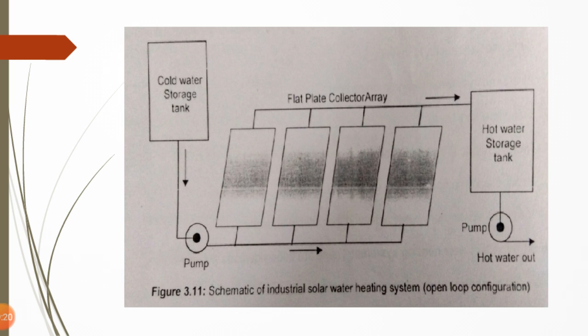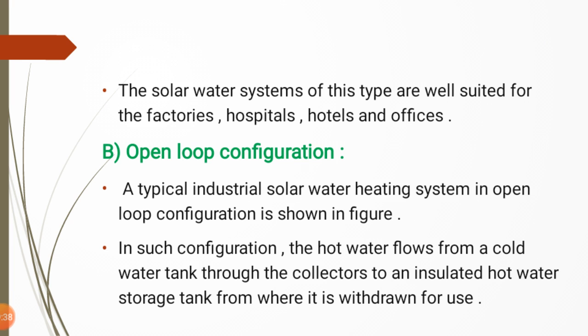This figure contains three parts: a flat plate collector array, a hot water storage tank and a cold water storage tank, and there is a requirement of two pumps for the two separate tanks. So this is the schematic of the open loop configuration. In such a configuration, water flows from the cold water tank through the collectors to an insulated hot water storage tank, from where it is withdrawn for use.